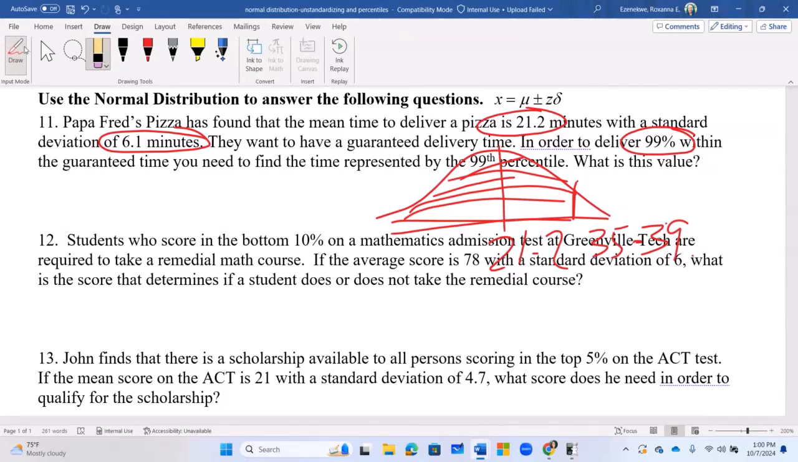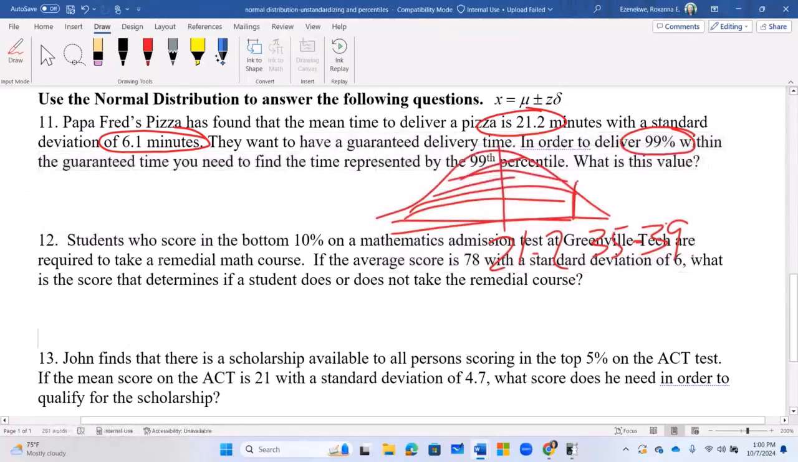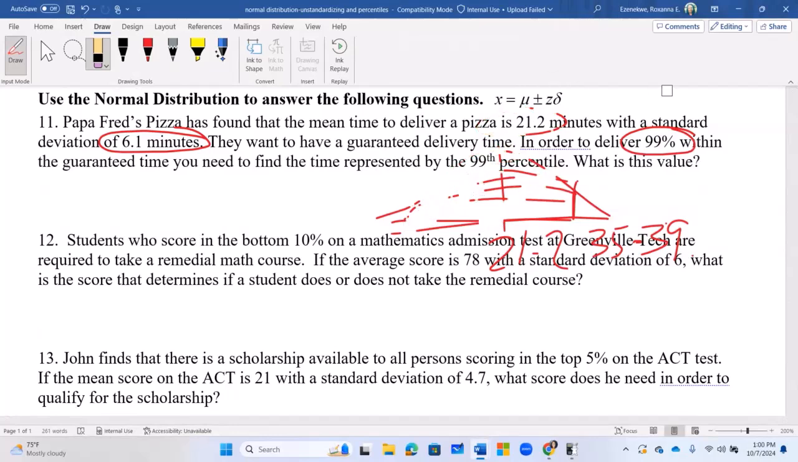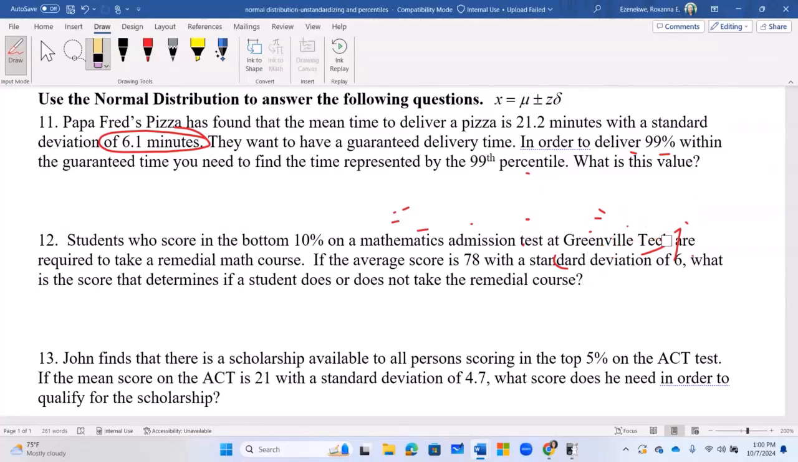Another application with percentile is number 12. So let's go ahead and do that. Number 12. Another application with percentile. All right. So number 12, this time I'm going to clean a little bit so that it will look neater. So in number 12, the question says, students who score in the bottom 10% on a mathematics admission test at Greenville Tech.